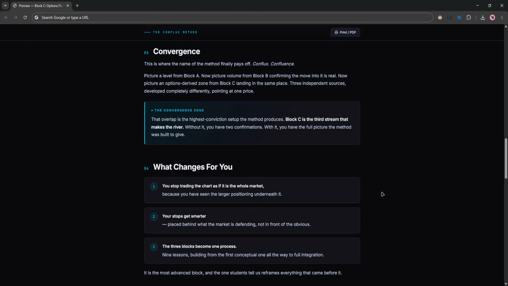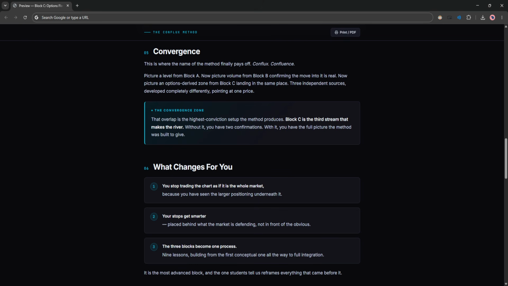Block C is the third stream that makes the river. Without it, you have two confirmations. With it, you have the full picture the method was built to give you. What you walk away with from block C is perspective. You stop trading the chart as if it is the whole market, because you have seen the larger positioning underneath it. 9 lessons, building from the first conceptual one all the way to full integration, where all 3 blocks come together into a single way of working.